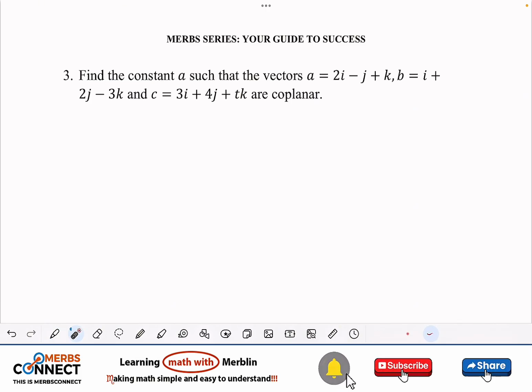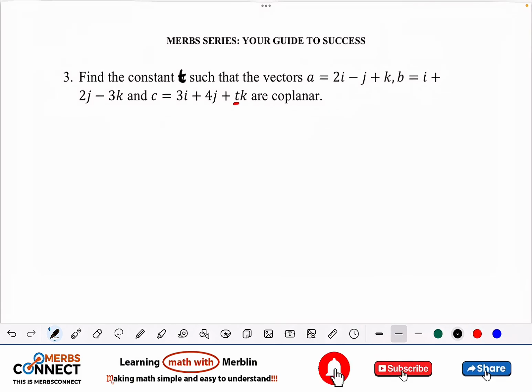So here, find a constant A such that this vector, this, and this are coplanar. Wow, nice. So coplanar vectors, right? We want to find a constant A. This one here, where is the A? Oh, there is no A inside. Okay, so I think this one is not supposed to be A. This one is supposed to be T, because I can see T there. So this is kind of a typo, because I can see T here. So this is the T that we are looking for.